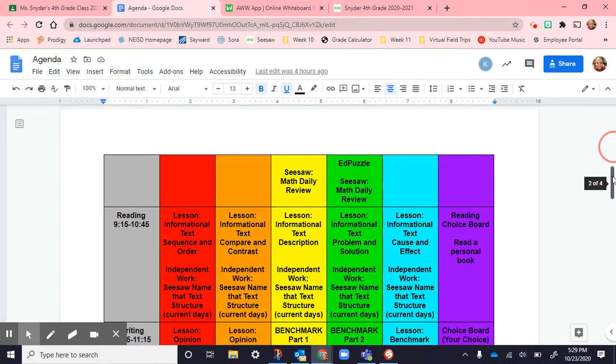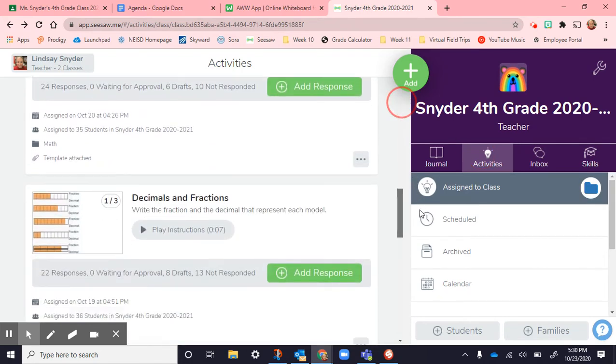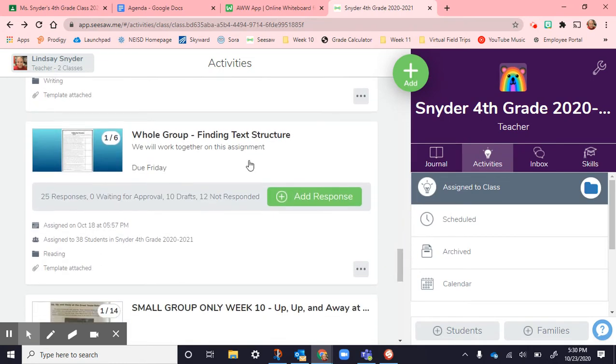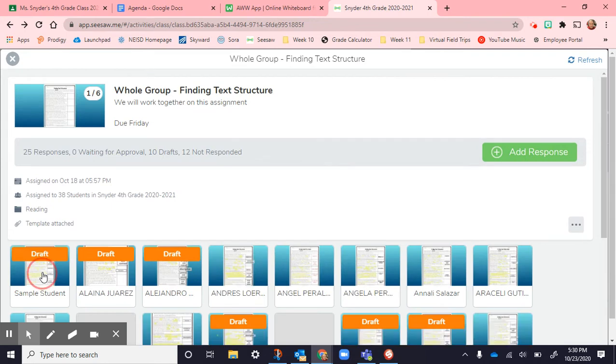So we were reviewing those. And then for reading today, we finished this activity that we've been working on all week. So this was about finding text structure. And let me open up mine.